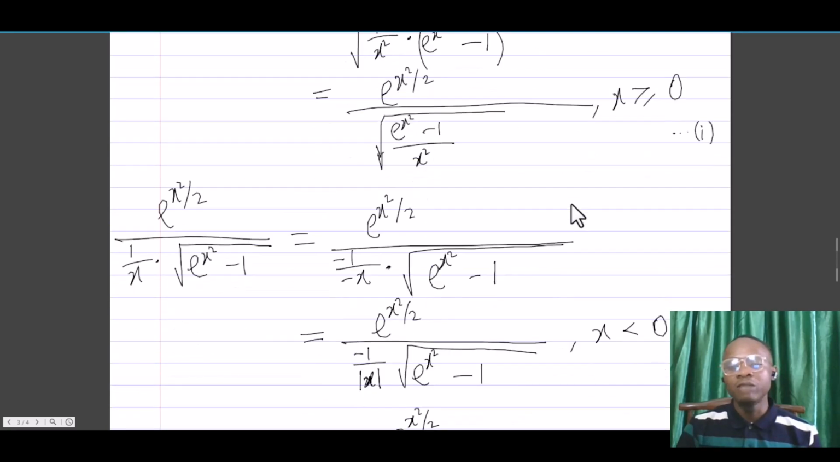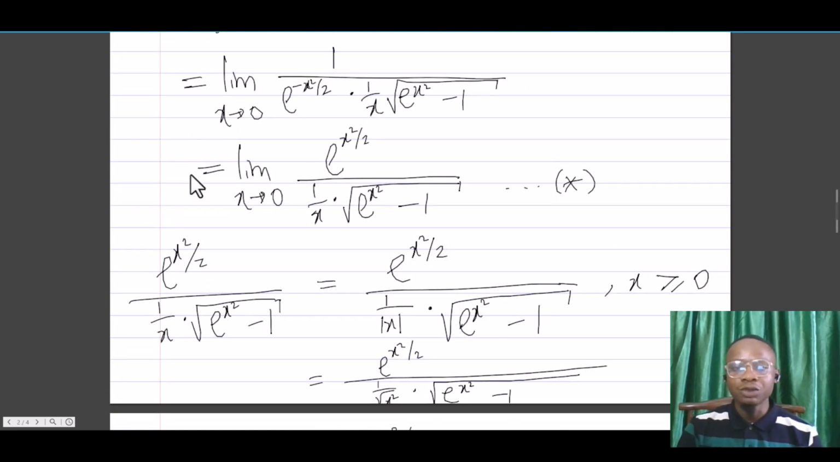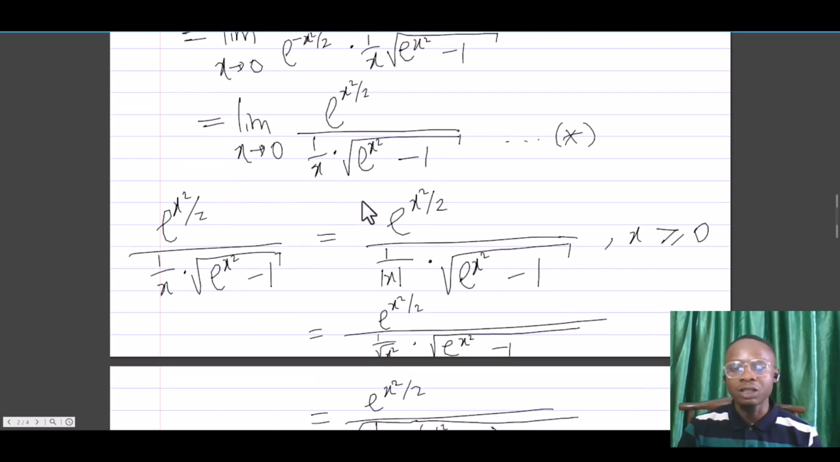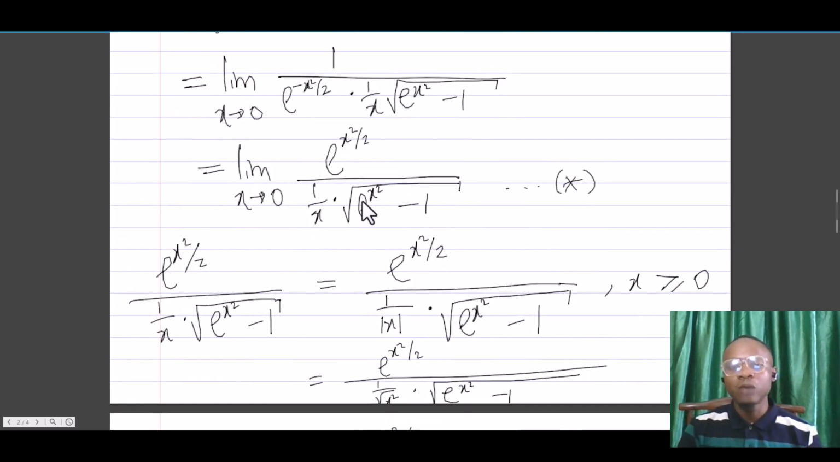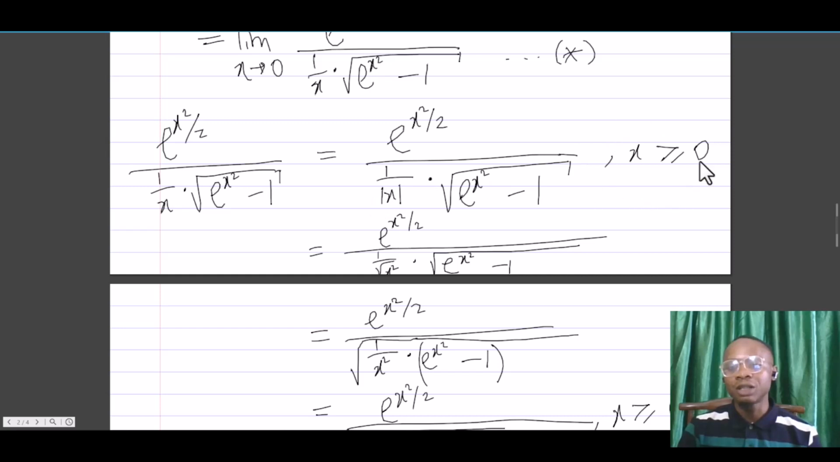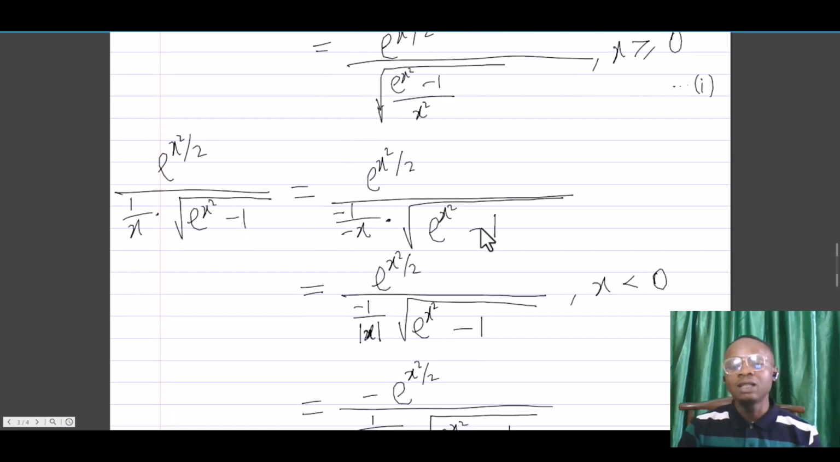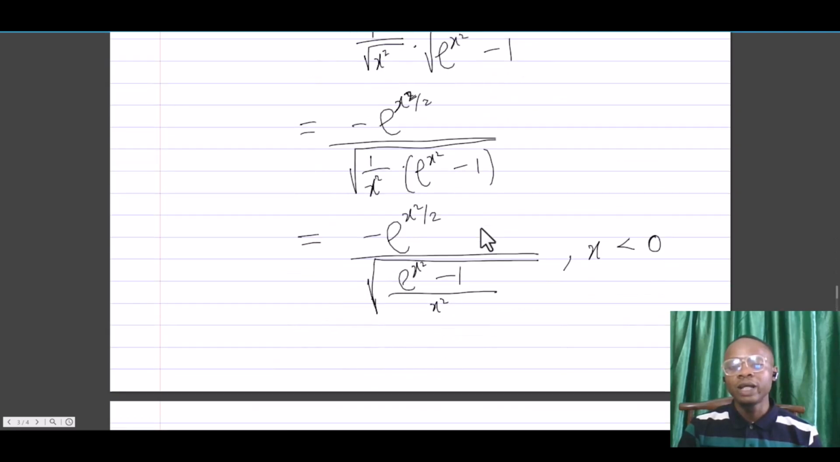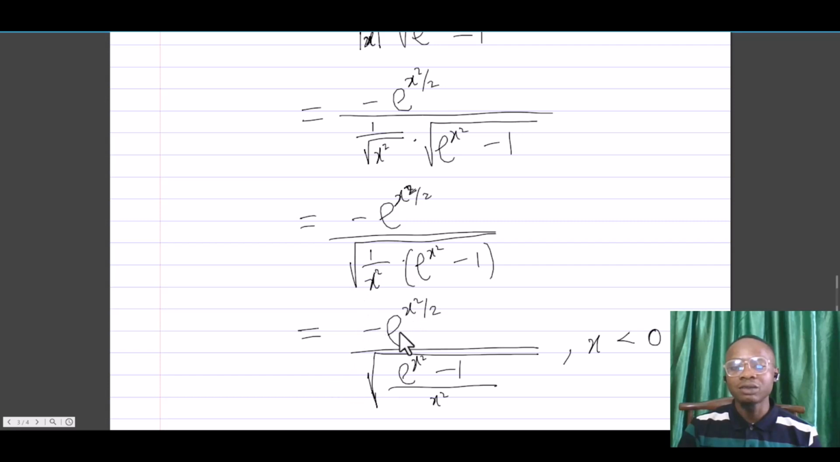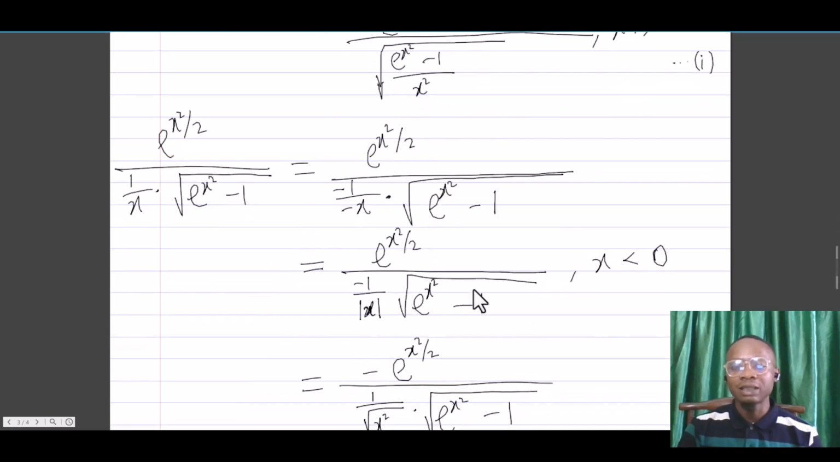So now we have been able to see that the expression at equation star that we ended up with is also piecewise. I mean, this function here is a piecewise defined function in the sense that it has a definition that is applicable when x is greater than or equal to 0, which is this, and it has a different definition when x is less than 0. The difference being that when x is less than 0, there should be a minus outside here. So we must have that in mind.